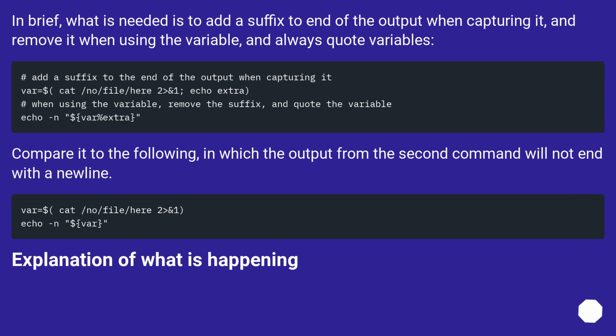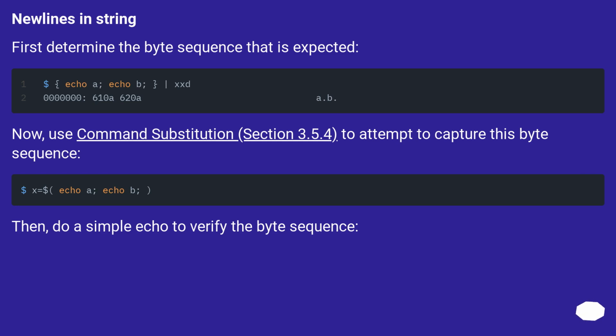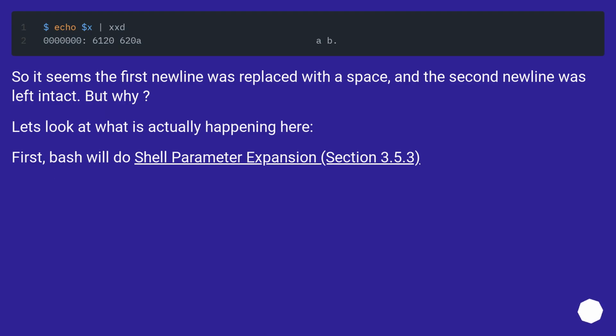Explanation of what is happening. New lines in string. First determine the byte sequence that is expected. Now use command substitution, section 3.5.4, to attempt to capture this byte sequence. Then, do a simple echo to verify the byte sequence. So it seems the first new line was replaced with a space, and the second new line was left intact. But why? Let's look at what is actually happening here.